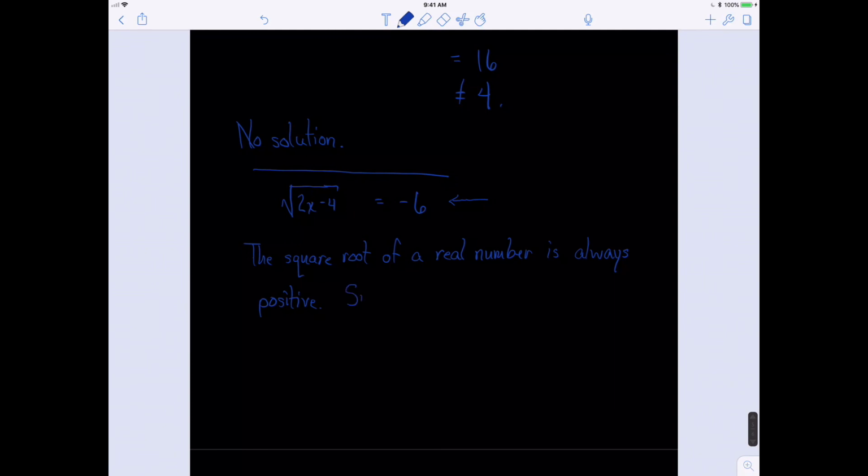We don't even need to write anymore. We've said everything we need to say. So if you are working this and you get to this point, you can just simply write not possible. So, no solution. And that is some of the subtleties that you'll encounter when solving radical equations. Thanks for watching.